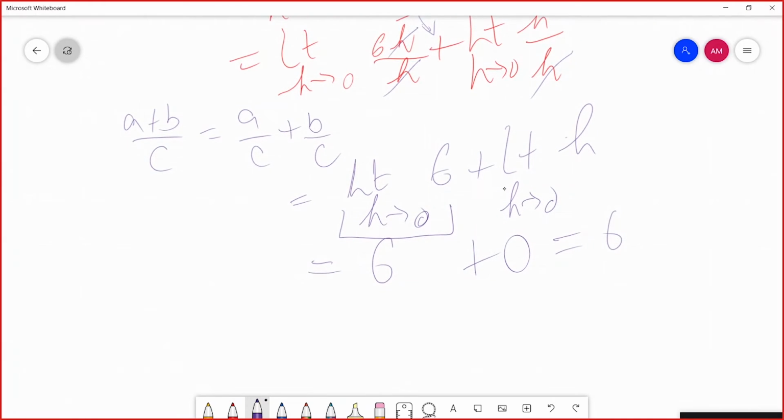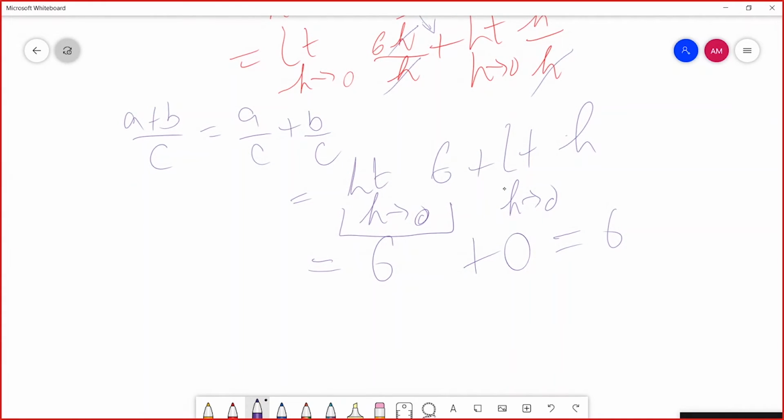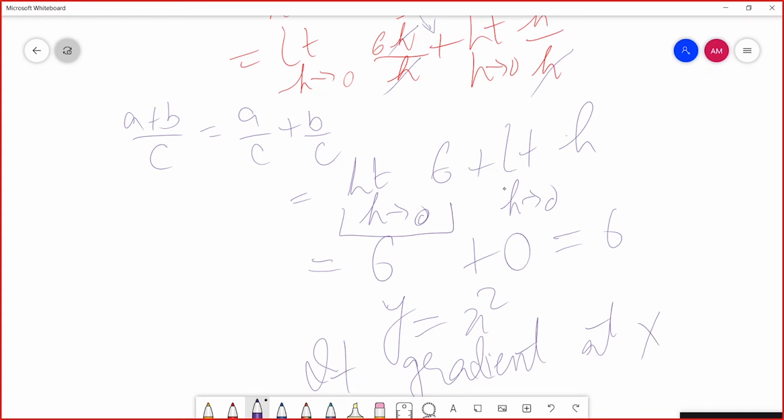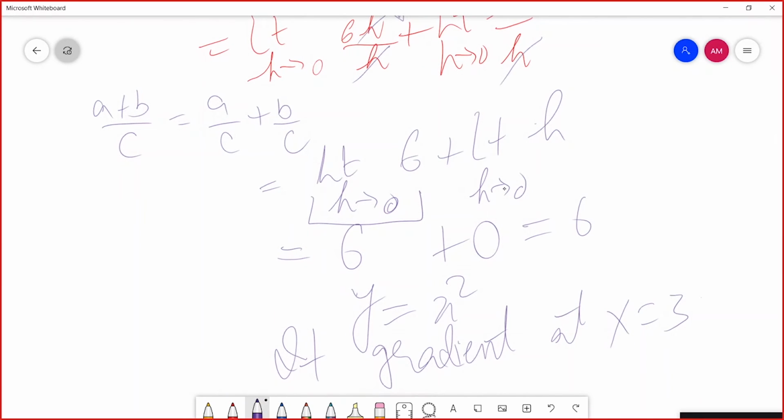Oh, this is interesting. What we had was a function y is equal to x square, and its gradient at the point we were given, at x is equal to 3, is 6. Do you see that or no?